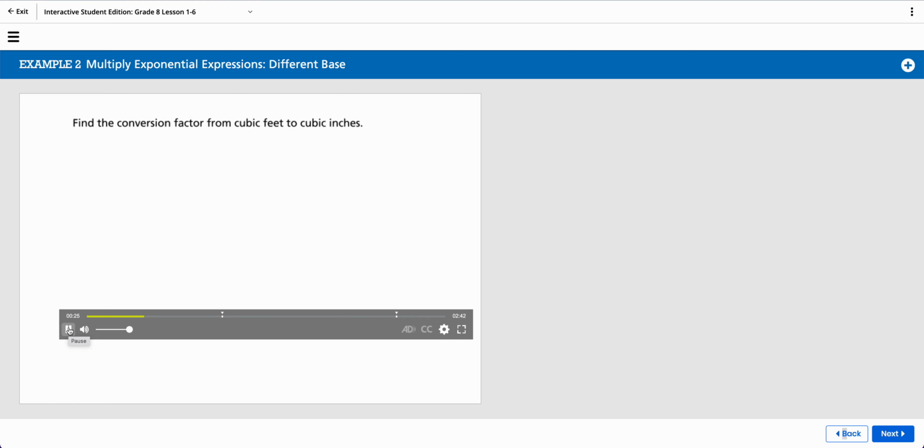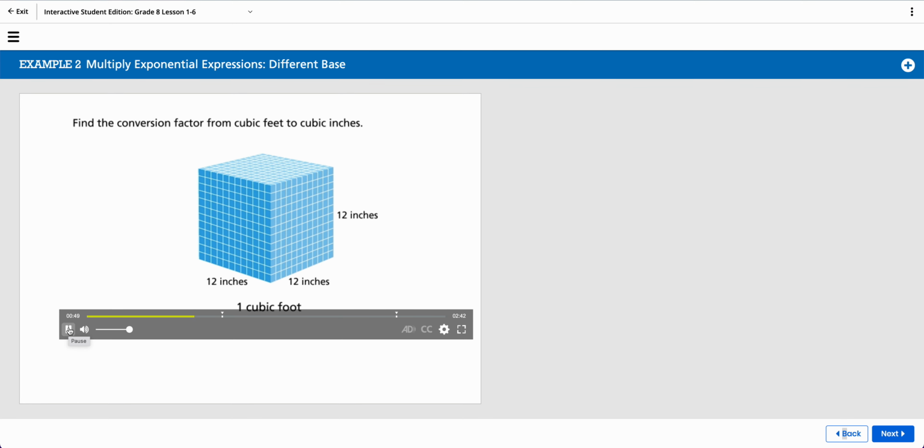To solve this problem, first find the conversion factor from cubic feet to cubic inches. Here is a cube with edge length 1 foot, so its volume is 1 cubic foot. 1 foot is equal to 12 inches. So divide edge length of the cube into 12 1-inch sections and divide the cube into 12 to the 3rd power tiny cubes. The volume of 1 cubic foot is equal to 12 to the 3rd power cubic inches.